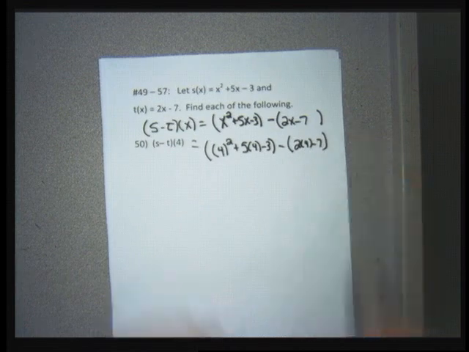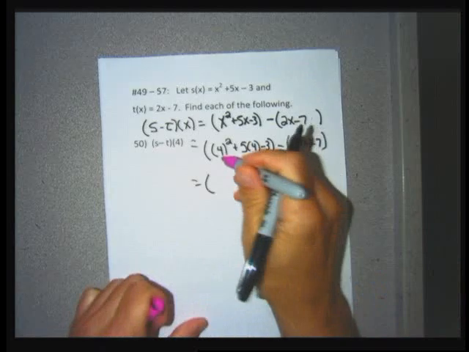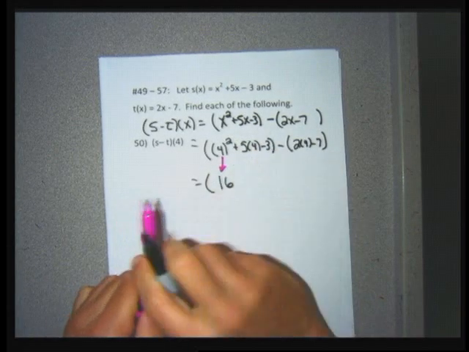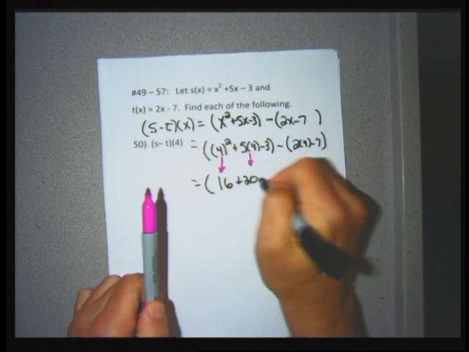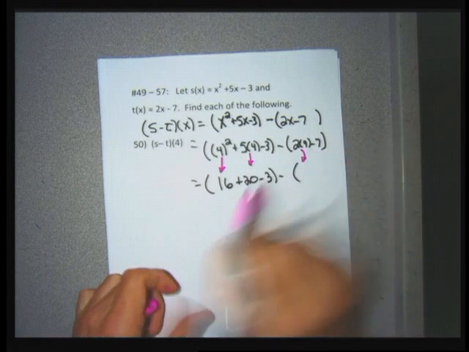So the structure is the same. I pretended the problem had an x, changed the x to the number that I'm allowed to change it to, and now I'm going to simplify. In the first parentheses, I have a 4 squared, which I'll write as 16, and a 5 times 4, which I'll write as plus 20. In the second parentheses, I have a 2 times 4, which I'll write as an 8.